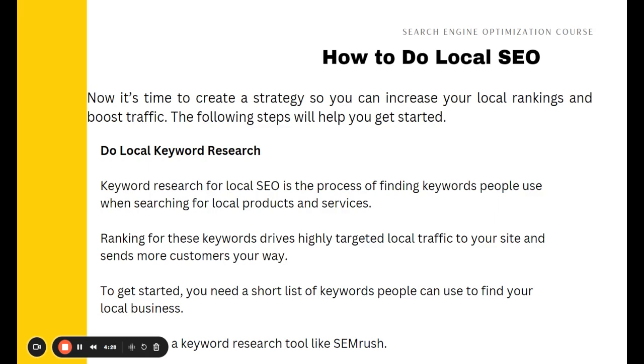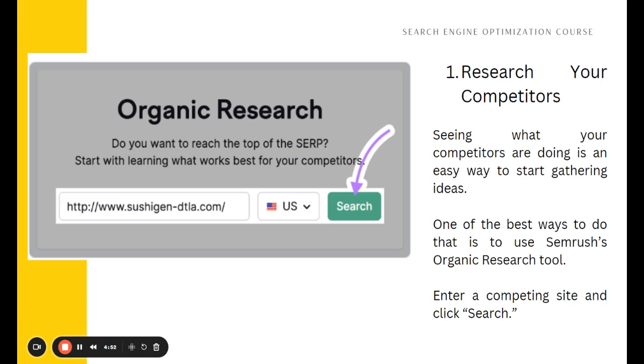So how do you do local SEO? It's through keyword research. You're going to do keyword research like you normally do, but you're going to do it for local SEO, ranking local keywords, local products and services related to your business. You can use a tool like SEMrush to find a list of keywords people use to find your local business. In SEMrush, you can use the regular search or organic research.